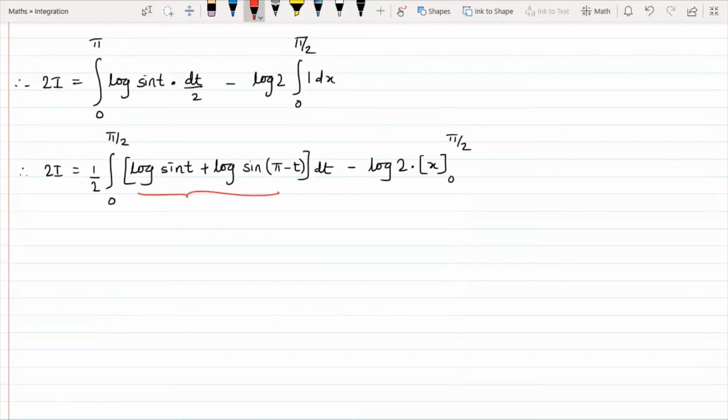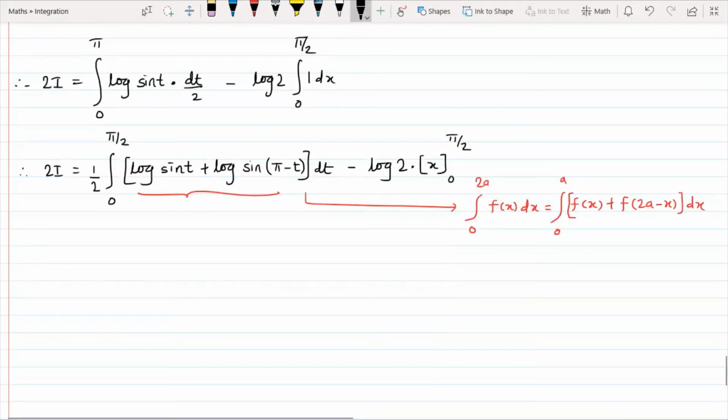So for this case, I have applied integration from 0 to 2a f of x dx can be written as integration from 0 to a f of x plus f of 2a minus x dx. This is again one of the properties from definite integrals. By the way, observe this carefully.